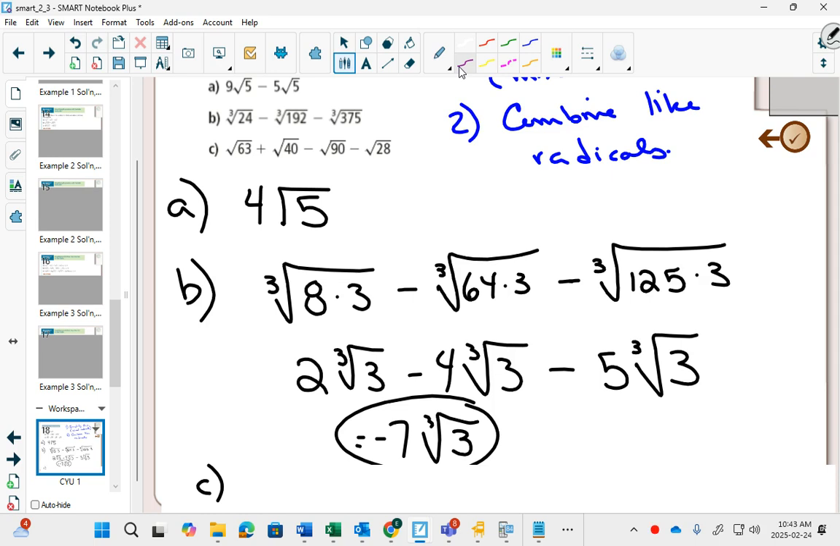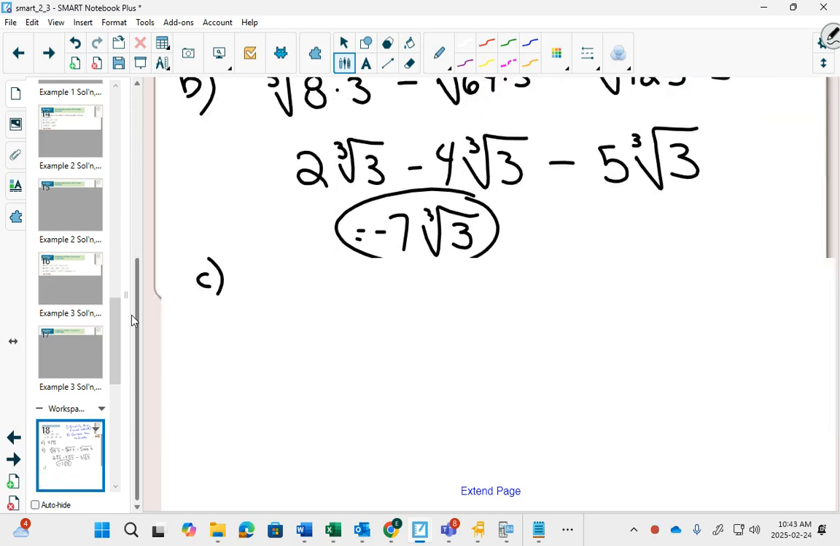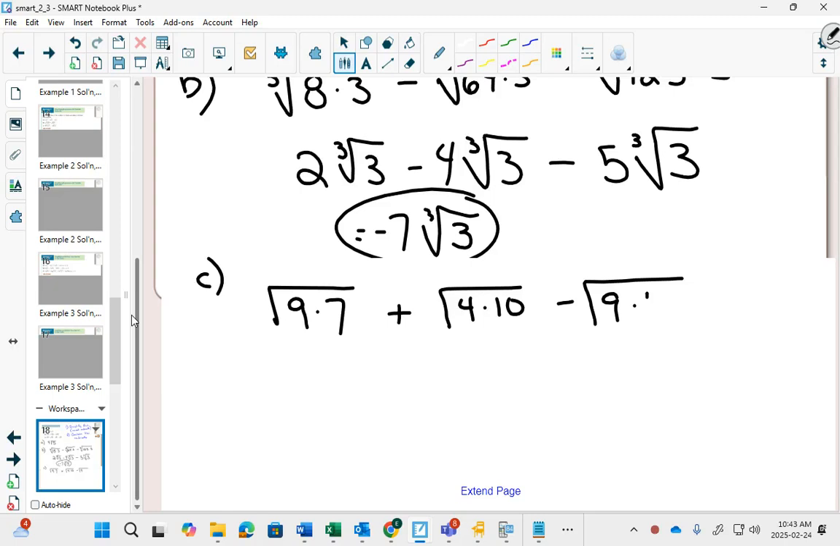And for part C, now we're dealing with square roots. So square root of 63, 9 times 7, plus square root of 40, 4 times 10, minus square root of 90, 9 times 10, and then finally minus the square root of 28, and 28, 4 times 7.